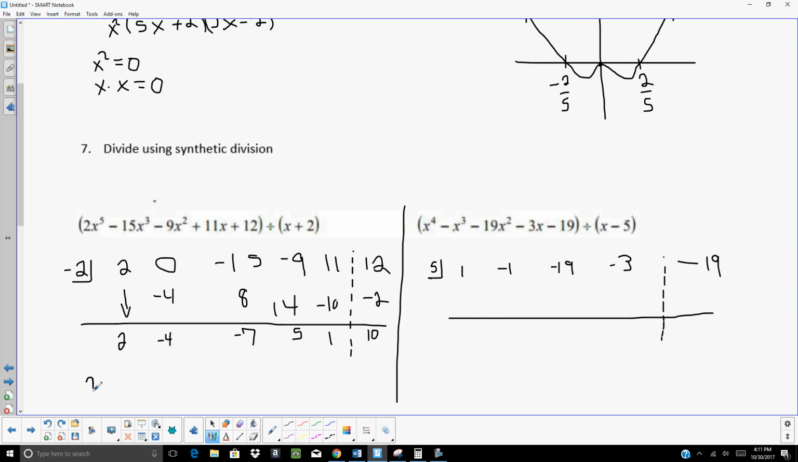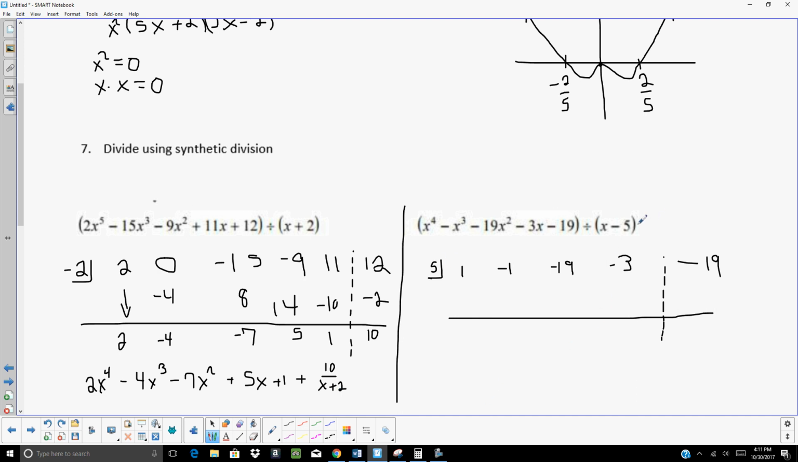All right, and we started with a 5th degree. Our answer is always going to be 1 degree less, so 2x to the 4th minus 4x cubed minus 7x squared plus 5x plus 1 with a remainder of positive 10. And you can put remainder 10, or you can put it 10 over the divisor, which is what I'm going to do. All right, let's do the next one.